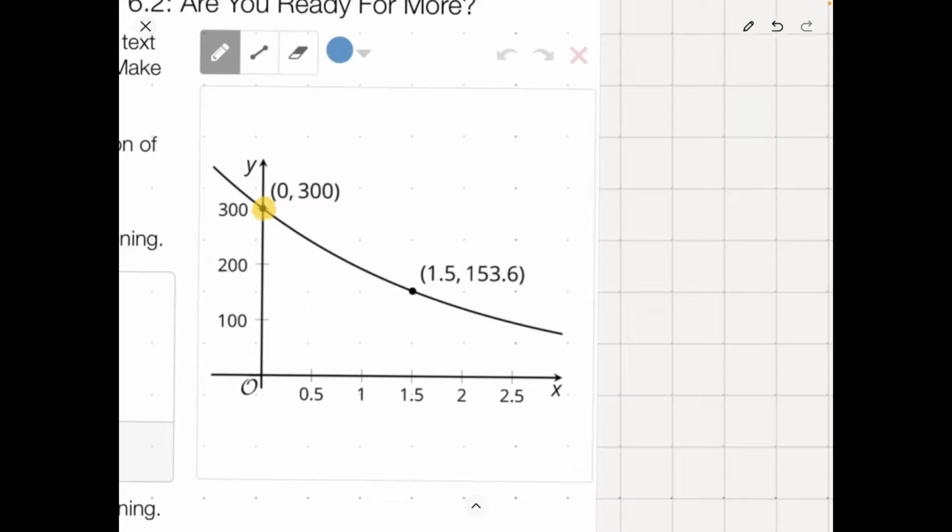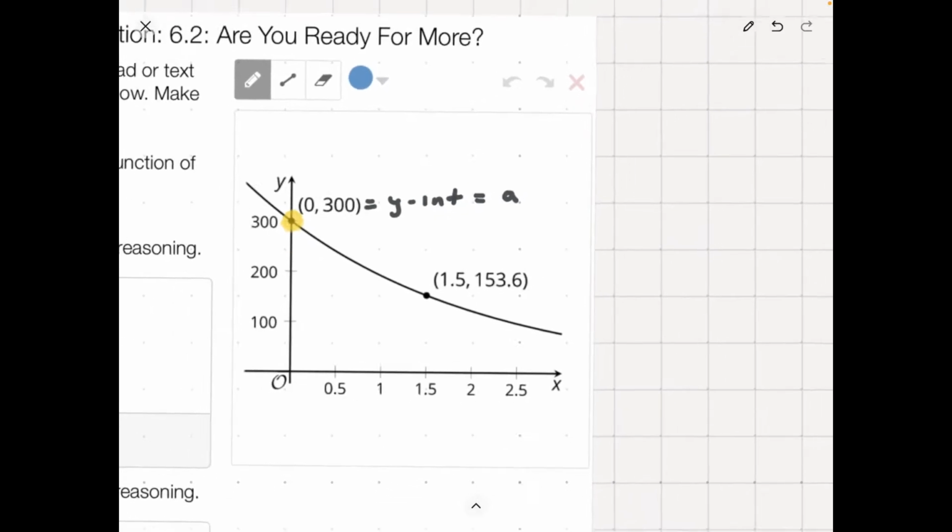So what did they just tell us? They told us the y-intercept right here. And so that is our value a in our function, right? So in the function g of x equals a times b to the x power, we already know a. We know a is 300. Now that we know a, we can find b using some information that they gave us. They gave us also this other point, (1.5, 153.6).